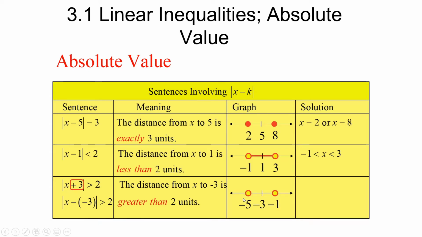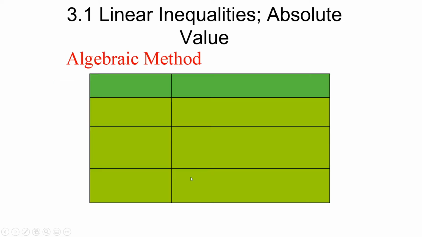Okay, and greater than, that means I'm not inside, I'm not within this interval. I'm going to the left forever and to the right forever. So this is an or statement right here. So I see by that graph that x is less than -5 or x is greater than -1. All right, cool stuff.